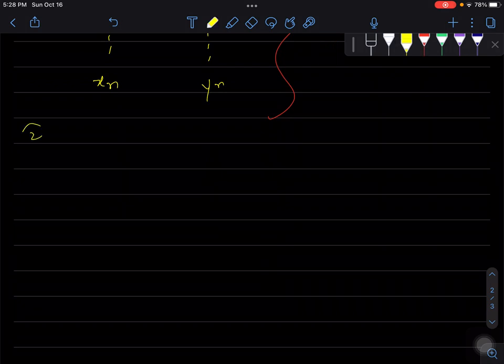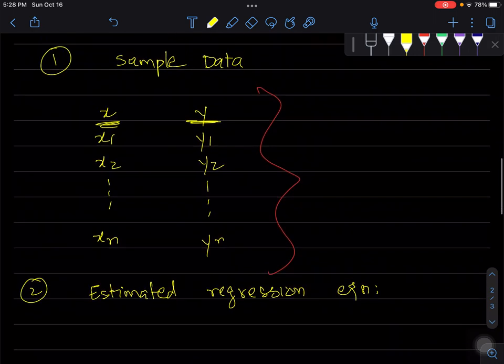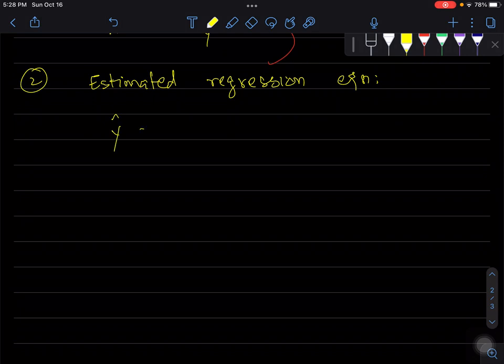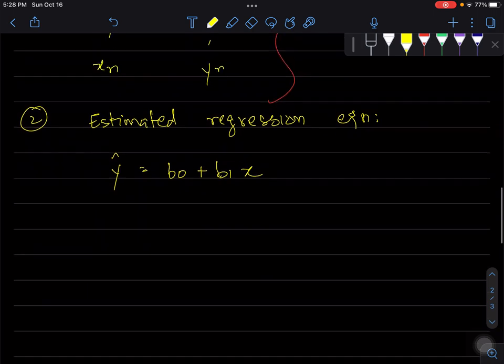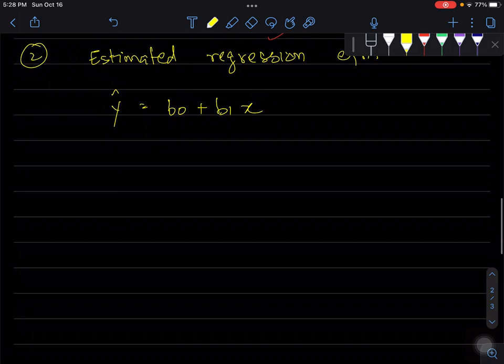Second, we find the estimated regression equation. Because we don't know the actual model, which is what we're trying to get, we make an estimated equation, y hat equals b0 plus b1 x, and these are all point estimators of the expected values. They're not the actual values, we're just trying to guess them.